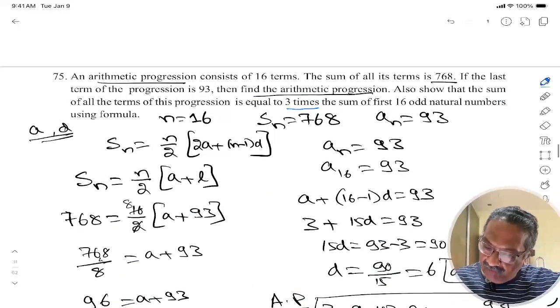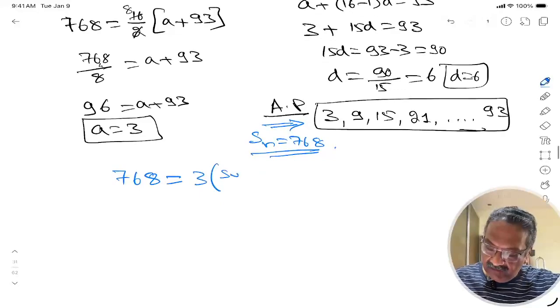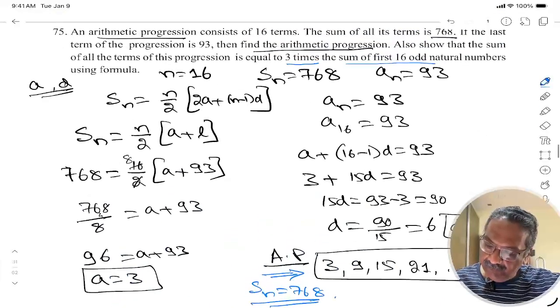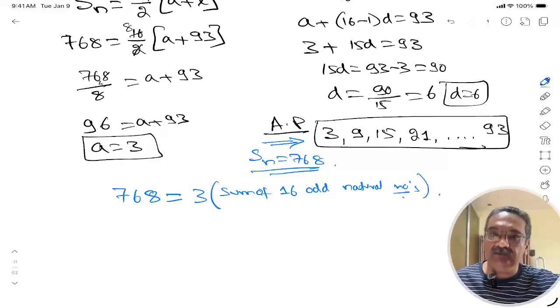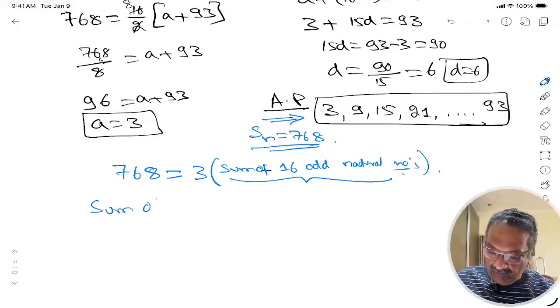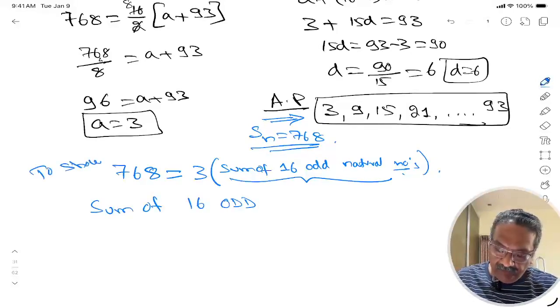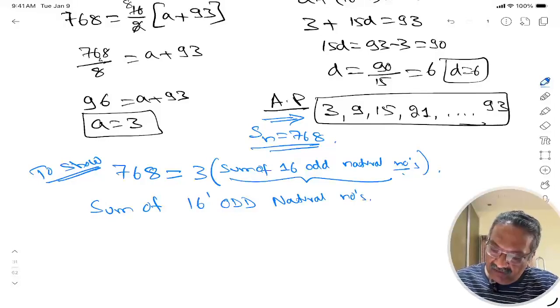Is 3 times the sum of the first 16 odd natural numbers. We have to show this now. So let us find this sum of 16 odd natural numbers. You have to show this. First let us find the sum of the first 16 odd natural numbers.